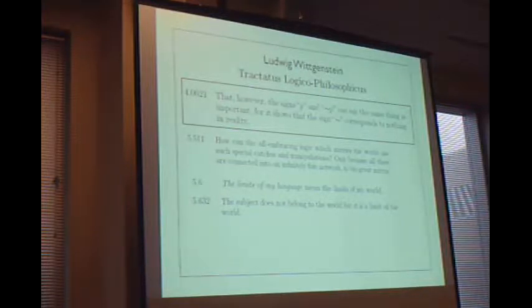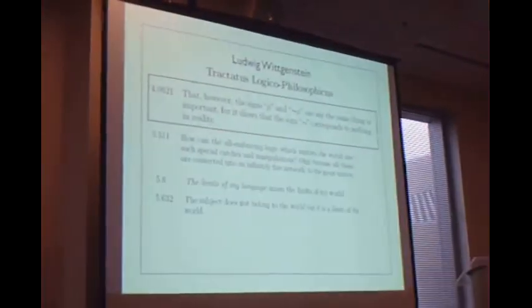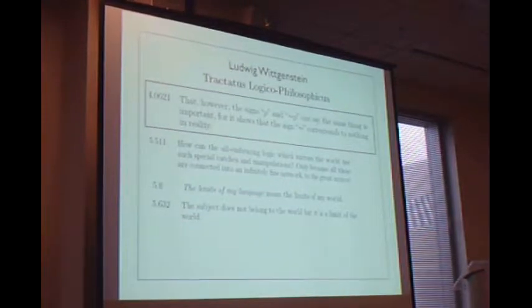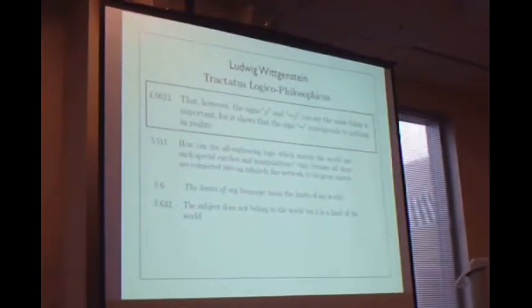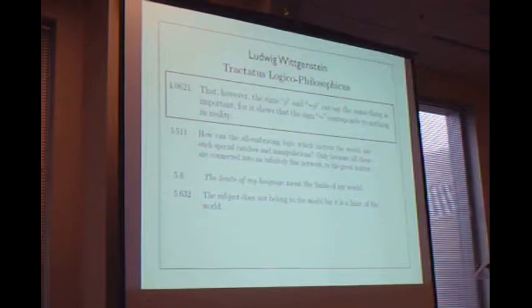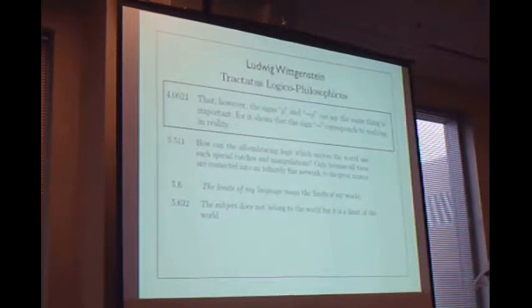Well, Wittgenstein was thinking about this. He was thinking about the question, what is the relationship between his mirrored reality of the world in the Tractatus and the world? He forms a description of the world and talks about how the world is mirrored in his logical descriptions. And he says things like this: That, however, the signs P and not P can say the same thing is important, for it shows that the sign negation corresponds to nothing in reality.